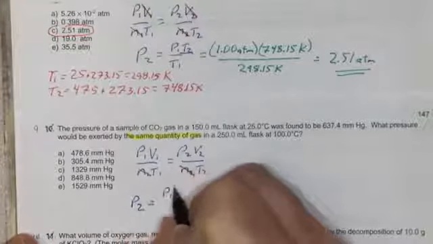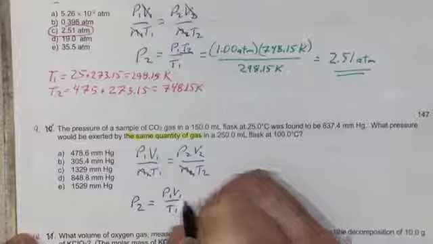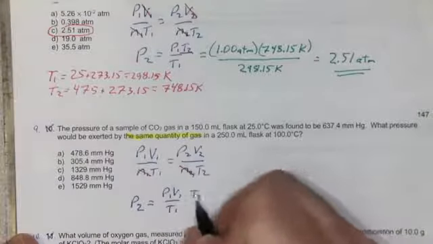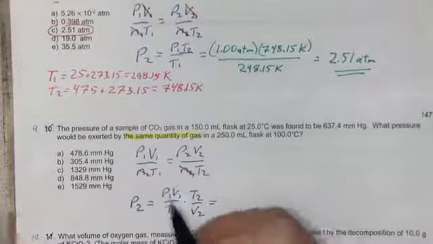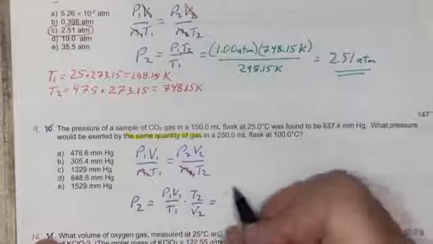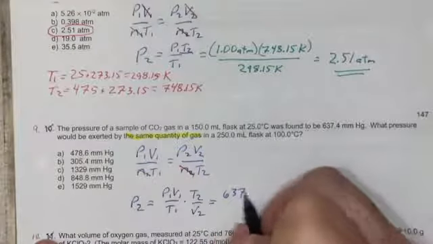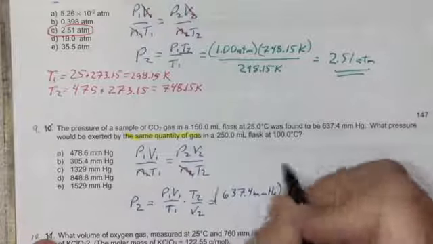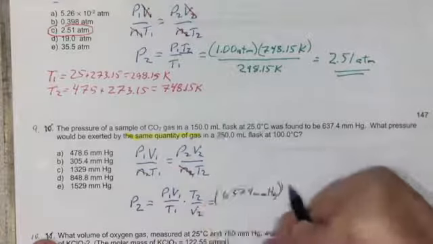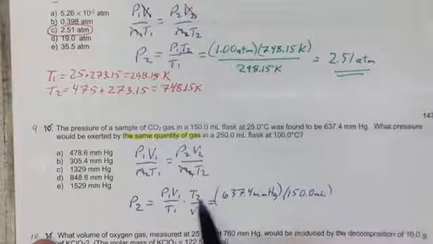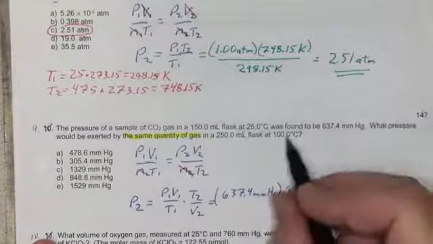P2 equals P1 V1 over T1 times, and I'm going to divide both sides by V2 and multiply both sides by T2, T2 over V2. So we plug in the original pressure. The original pressure was 637.4 millimeters of mercury. The original volume was 150 milliliters. But the new temperature is going to be 100 degrees C.